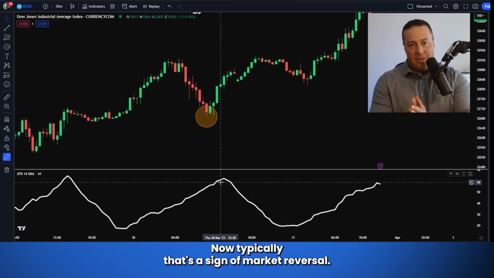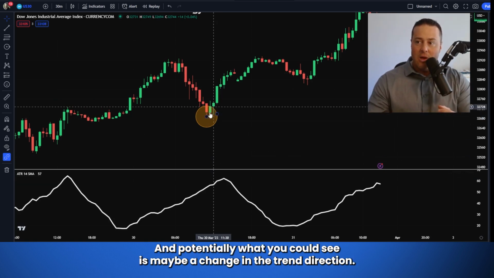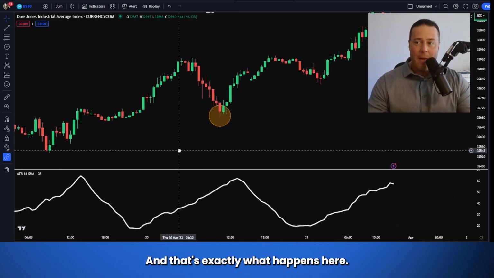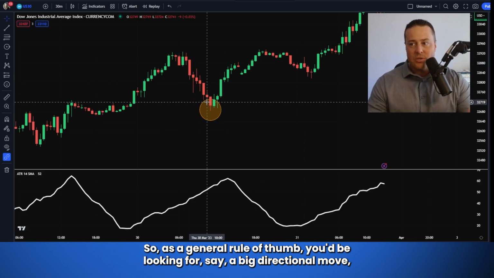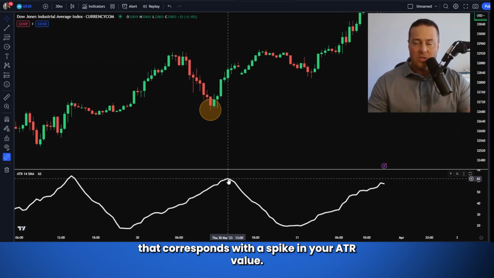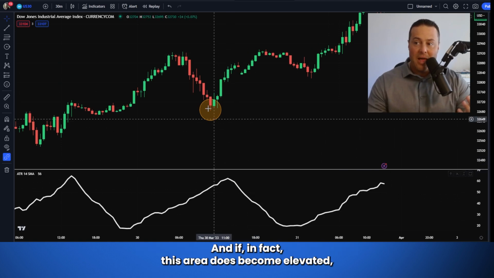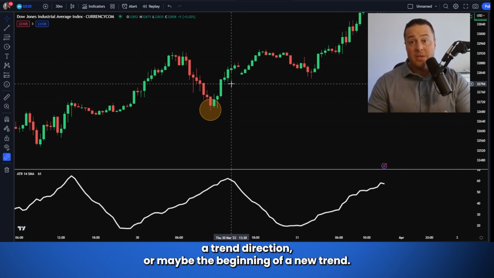Now, typically, that's a sign of market reversal. That means there's a lot of participation in there. There's a lot of bidding and selling taking place, and potentially what you could see is maybe a change in the trend direction. And that's exactly what happens here. So as a general rule of thumb, you'd be looking for, say, a big directional move that corresponds with a spike in your ATR value. And if in fact this area does become elevated, it is a signal of a change in trend direction or maybe the beginning of a new trend.